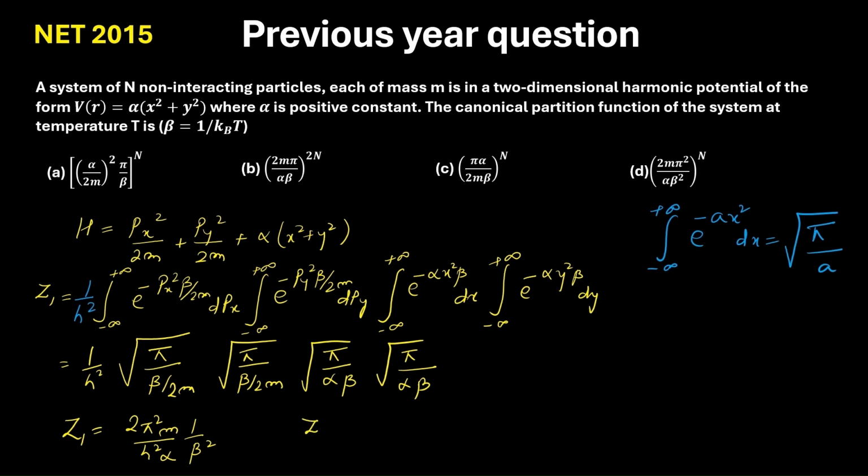So the partition function for n particles will be z1 to the power n, which is equal to 2 pi squared m divided by h squared alpha beta squared, to the power n. So this is the partition function. But in the options, they have not considered the 1 by h squared factor. So if we exclude that, I think option D is the correct answer.